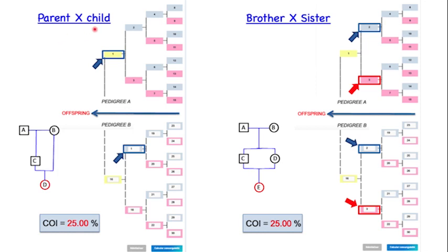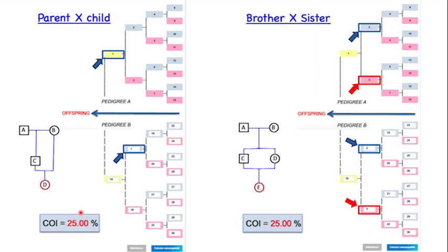A parent by child breeding. Here are the parents. Here's the child. Here is the parent bred to the child, resulting in the offspring. And this offspring will have an increased coefficient of inbreeding of 25%. Using our inbreeding calculator, that looks like this. Here's the parent. Here's the child. Here is the breeding between the parent and the child to produce the offspring with an increase in coefficient of inbreeding of 25%.